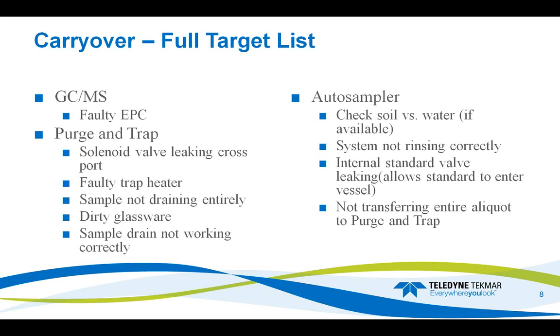We may not be rinsing properly. There could be an issue where either the water is not hot enough or it's not being transferred to the sparger during the bake rinse. We could also have an issue with our internal standard injectors, especially if you're using one of your internal standard vessels to generate your continuing calibration checks. So you have your target list spiked in that vessel. If that injector is leaking, we could be putting small doses of our compounds into every single sample that comes through. That's going to give us a full target list carryover.